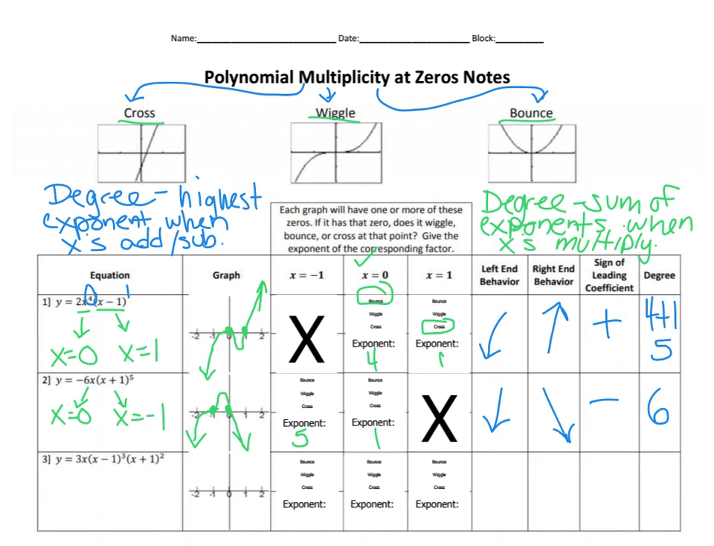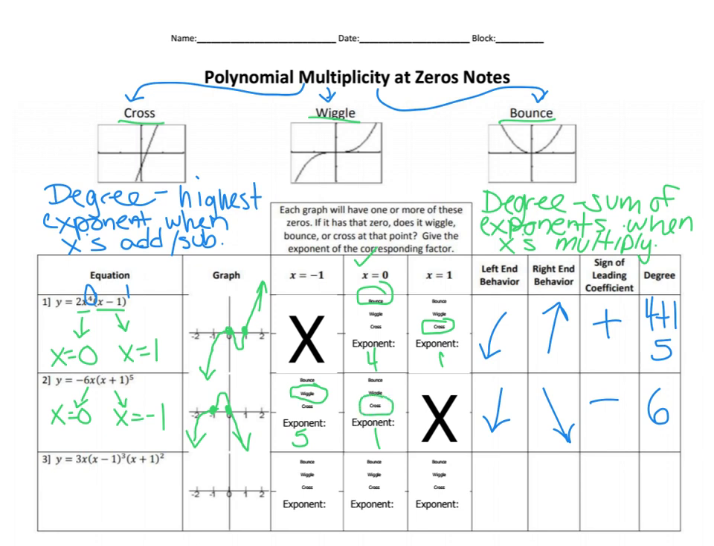So we need to look at the pictures up at the top of our paper. We see at negative 1, it goes through the x-axis, but it doesn't go straight through, it wiggles through. So this, in fact, is a wiggle for x equals negative 1. Then, looking back at 0, that does go straight through, so that is, in fact, a cross.